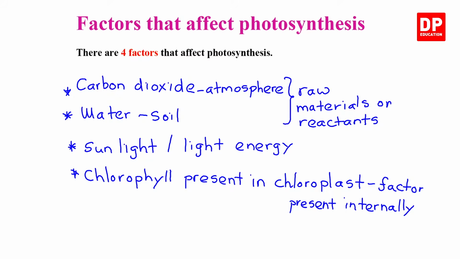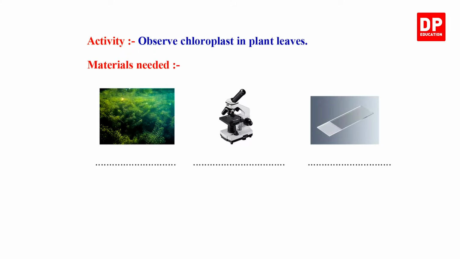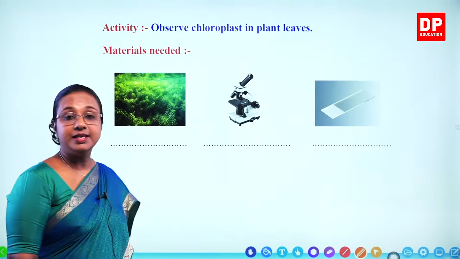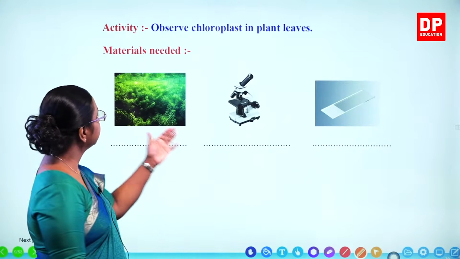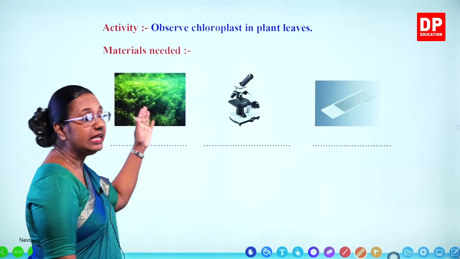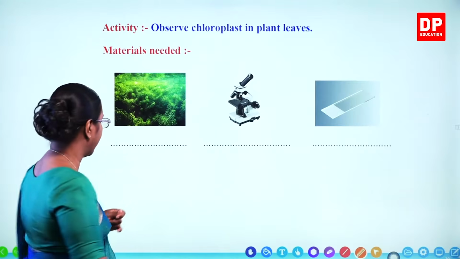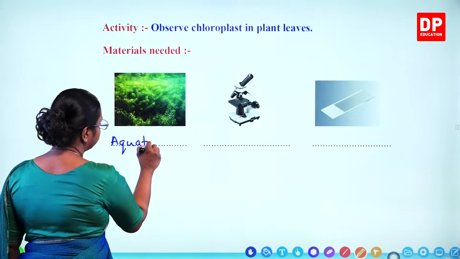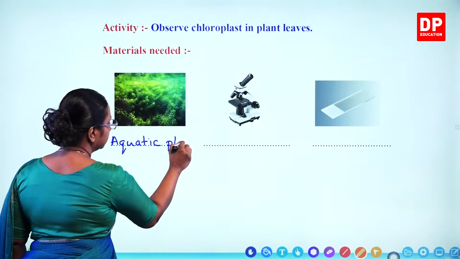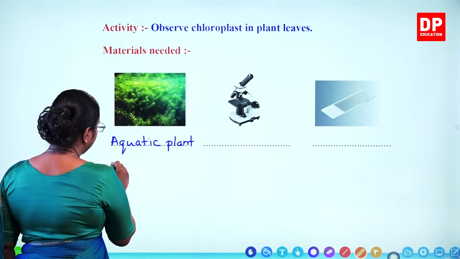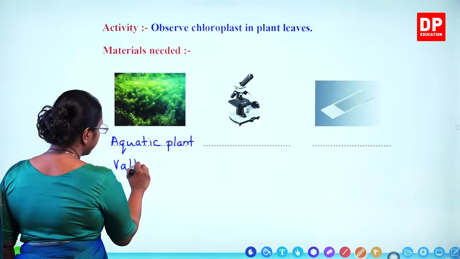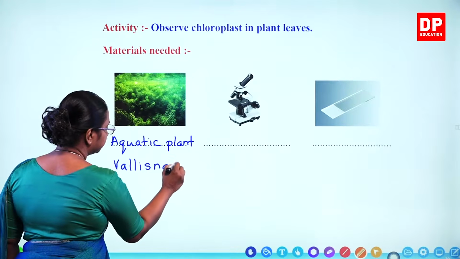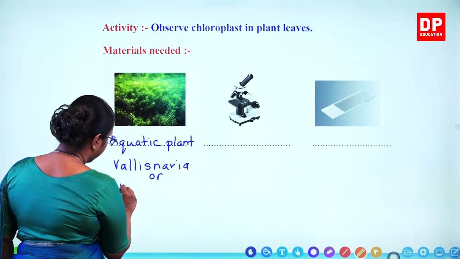Now we will see how chlorophyll is present in chloroplast by doing this activity. Observe chloroplast in plant leaves. This is a very simple activity. It needs an aquatic plant. So here I will need an aquatic plant. For that we can use Vallisneria or Hydrilla.